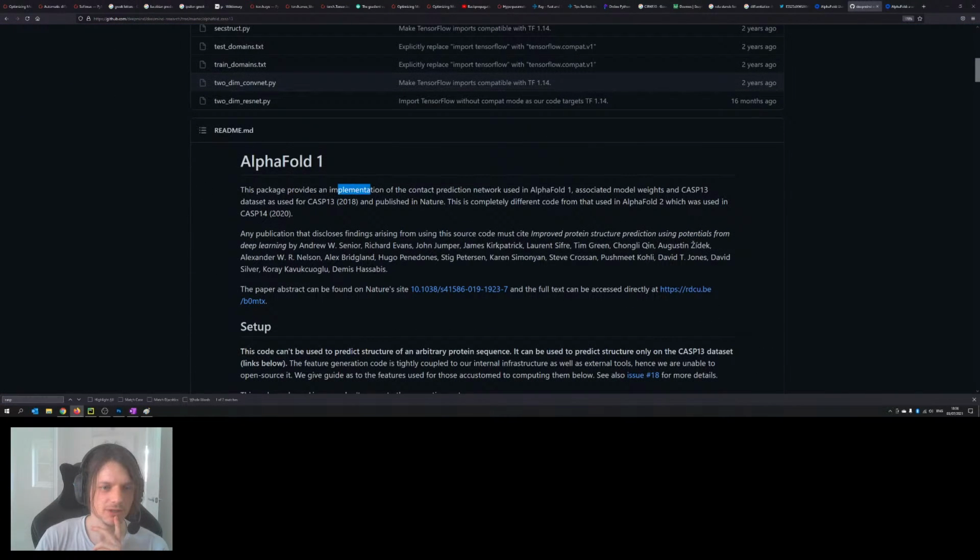The publication provides an implementation of the contact prediction network used in AlphaFold 1, with associated model weights and the CASP13 dataset as used for CASP13 in 2018 and published in Nature. It's a completely different code from that used in AlphaFold 2, which was used in CASP14 in 2020.